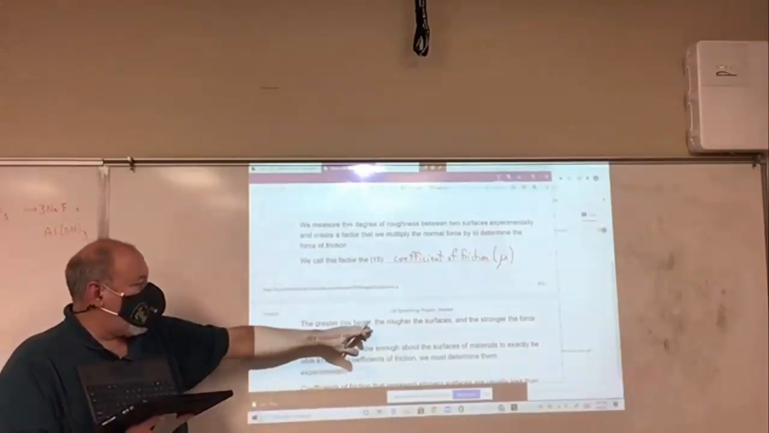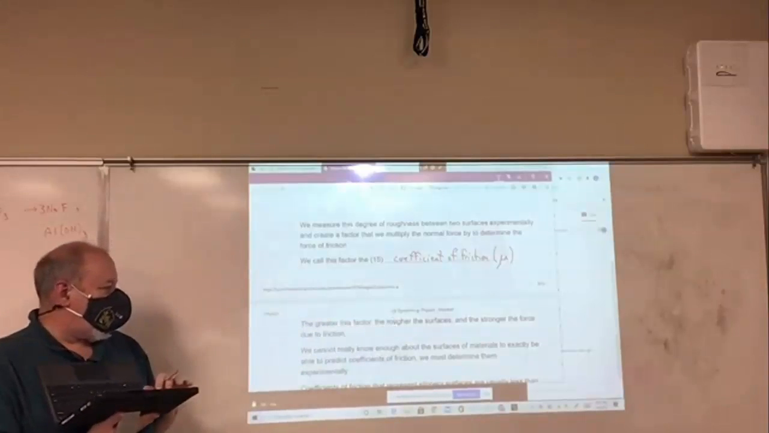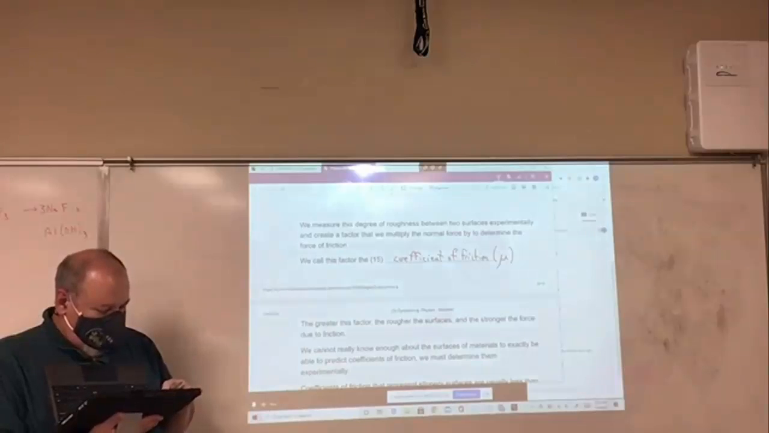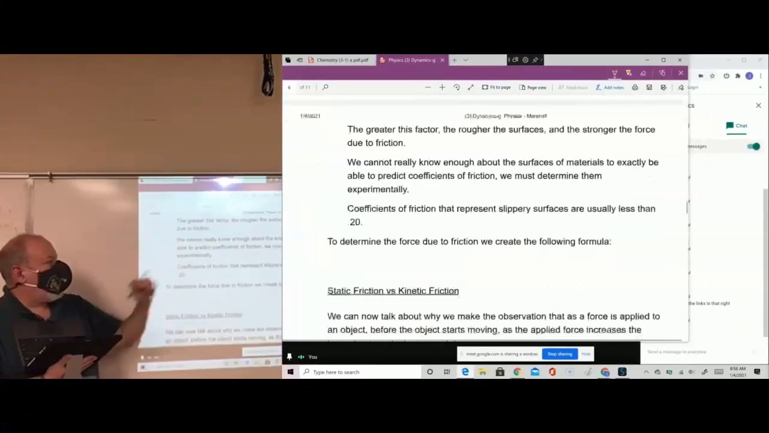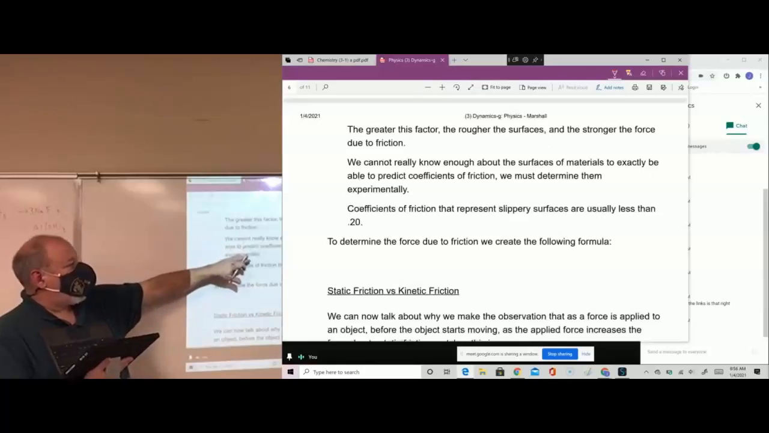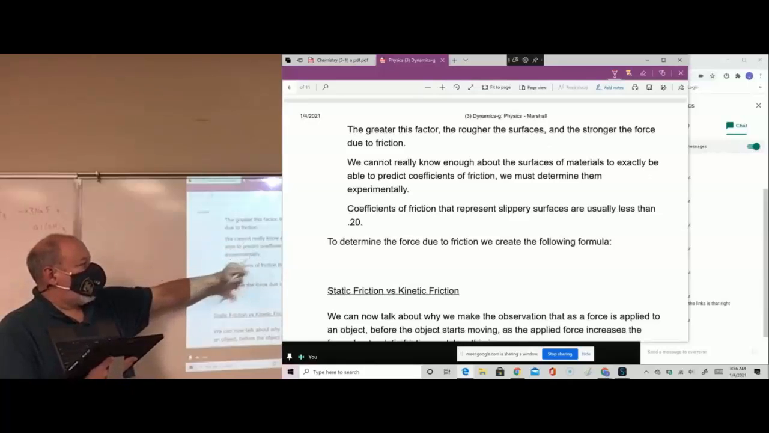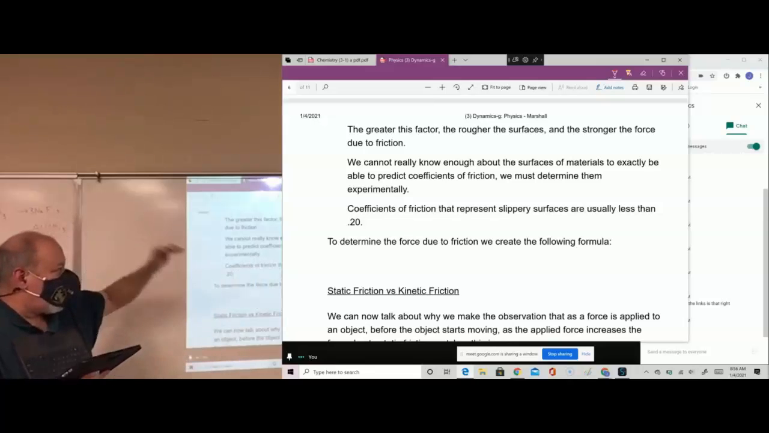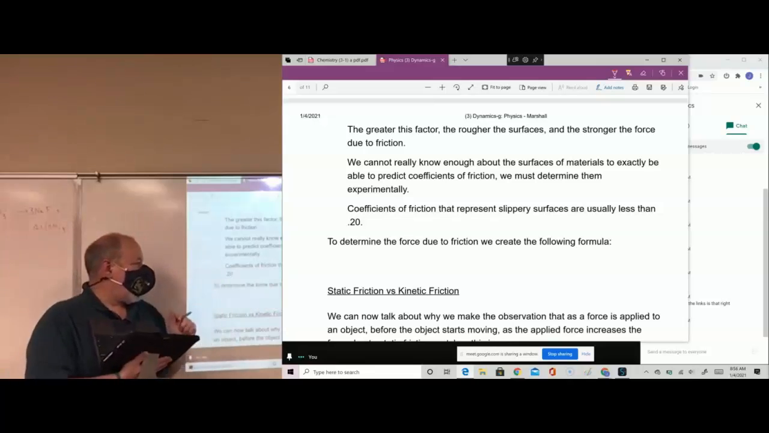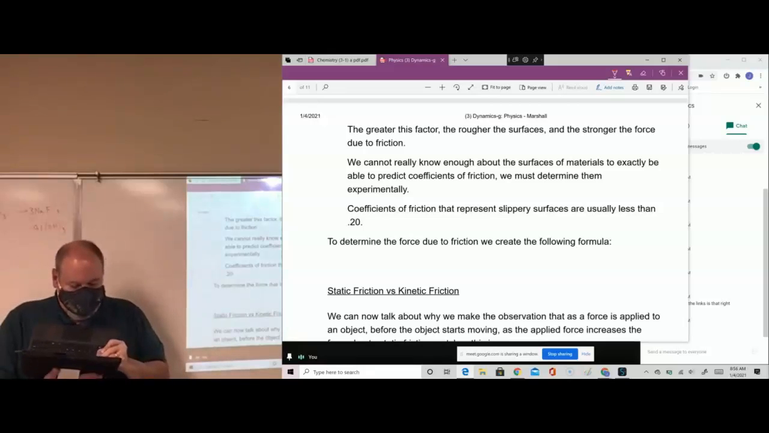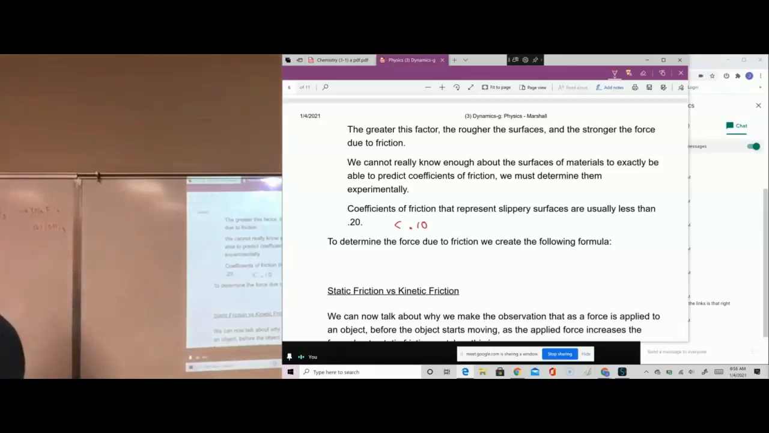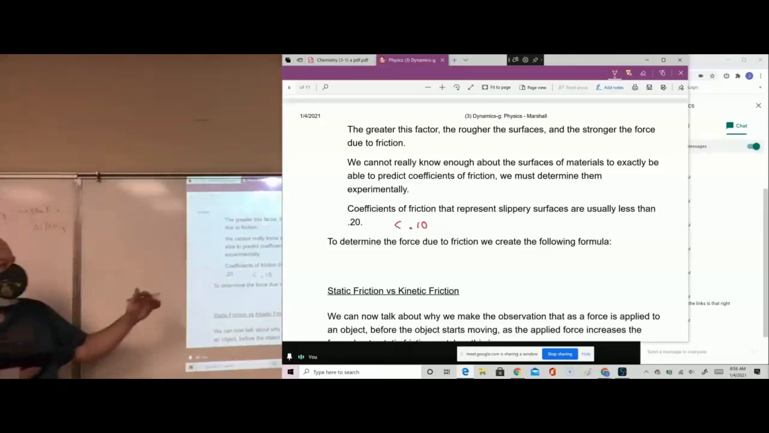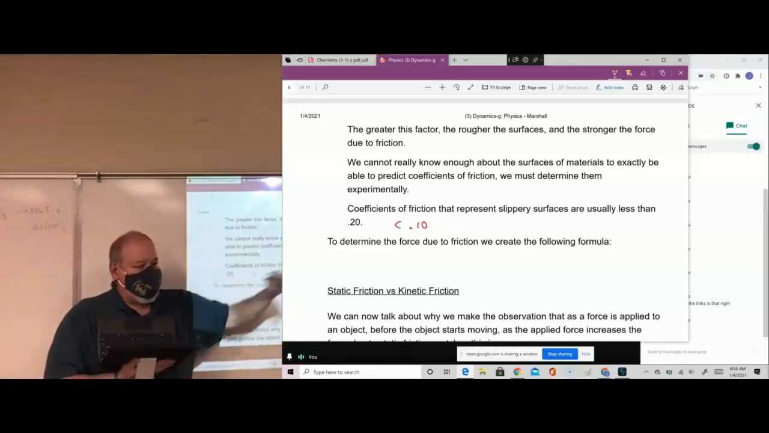Okay, so the greater this factor, the rougher the surfaces and the stronger the force due to friction. The thing is, we can't really know enough about the surfaces of materials to be exactly able to predict these. We have to determine them experimentally. Coefficients of friction that represent slippery surfaces are usually less than 0.20. So if I had ice, usually ice is going to be a coefficient of friction less than 1/10. The lower this coefficient of friction, the less friction, right?